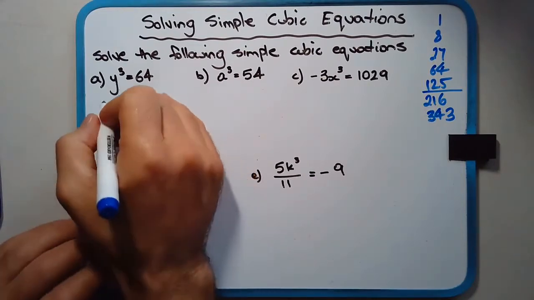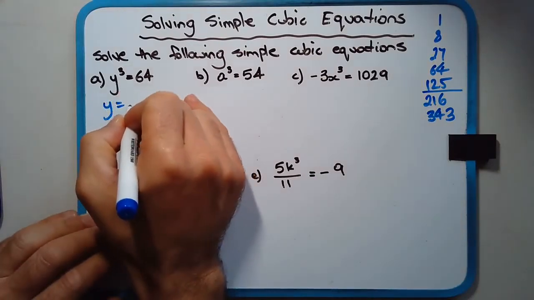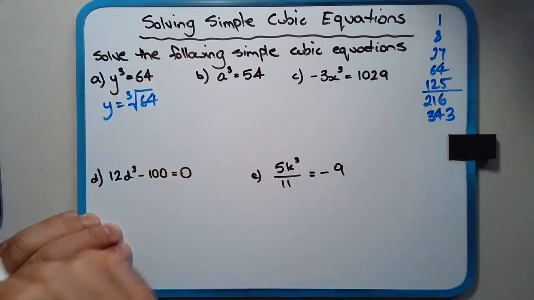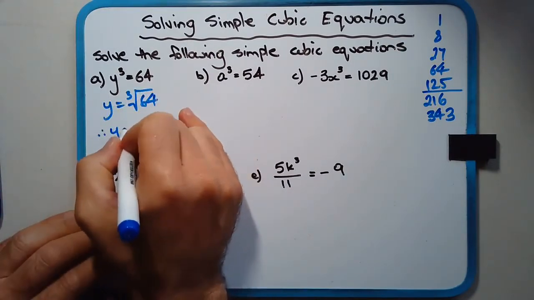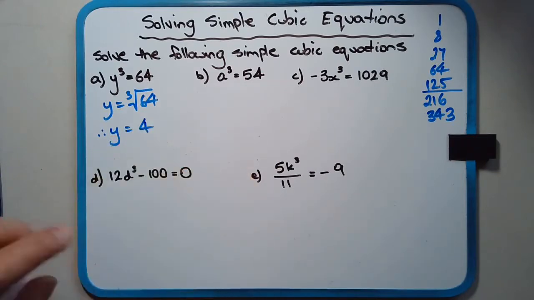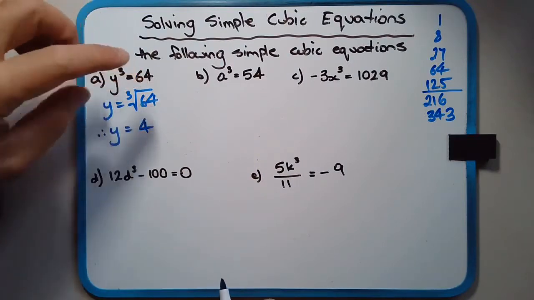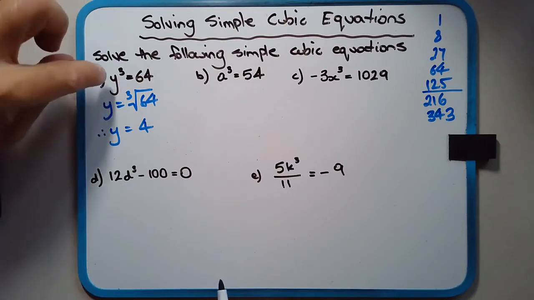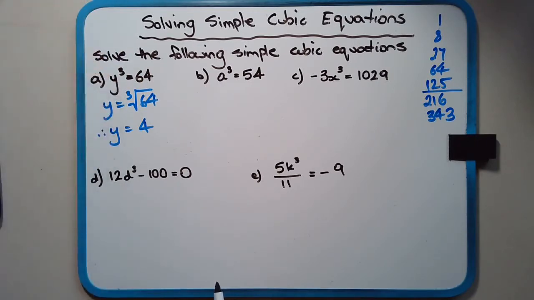So y cubed is equal to 64. Y is equal to the cube root of 64, and therefore y is equal to 4. It's not plus or minus like with the square root. If it's y squared equals 64, then the answer would be plus or minus 8. But with cubic functions, there's only the one solution.